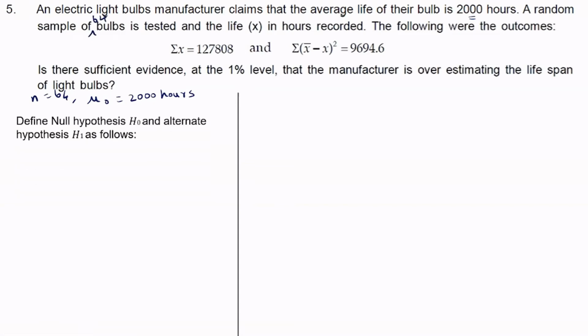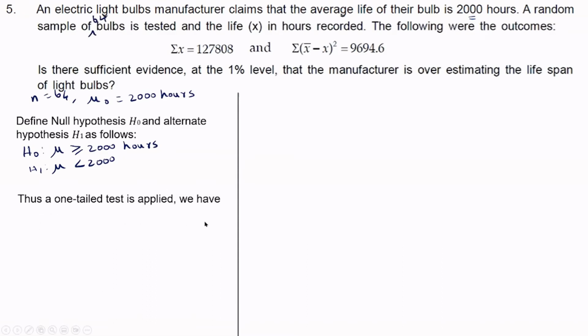Now let us write the null hypothesis and the alternate hypothesis. The null hypothesis H naught, since it is a one-tailed test, we have H naught as mu greater than or equal to 2000 hours. And alternate hypothesis H1 as mu less than 2000 hours, assuming that the manufacturer is overestimating the lifespan of the light bulbs. So here this is a one-tailed test. Thus a one-tailed test is applied. We have T equal to x bar minus mu naught upon s by root of n minus 1, or it is x bar minus mu naught upon s into root of n minus 1.